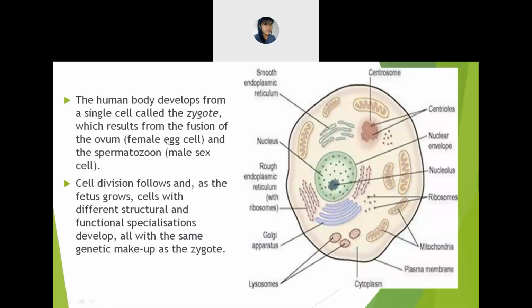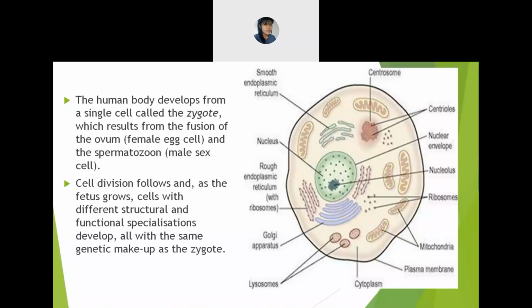Okay, so this is the structure of the cell. Can you all see? Yes, ma'am. Okay, so the human body develops from what? From a single cell, which is known as a zygote, Z-Y-G-O-T-E. Understand? And how is this zygote formed?